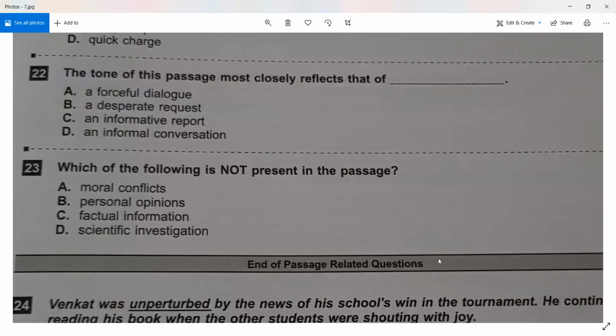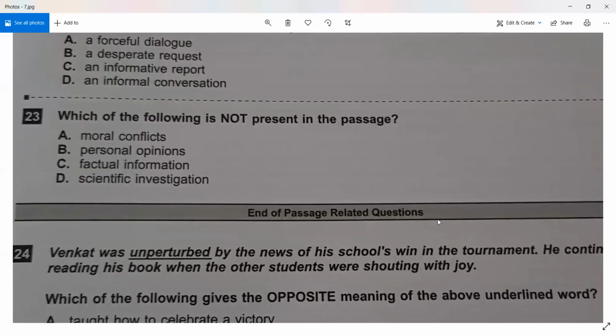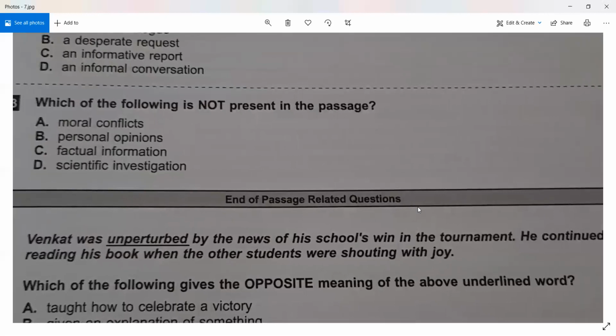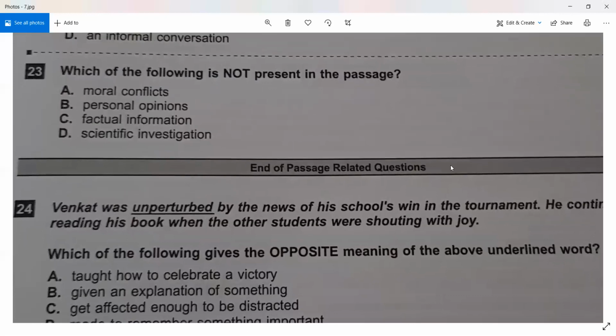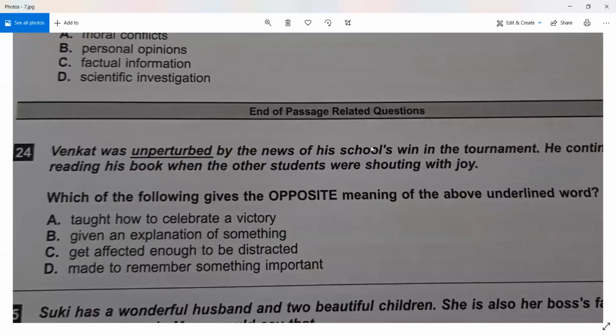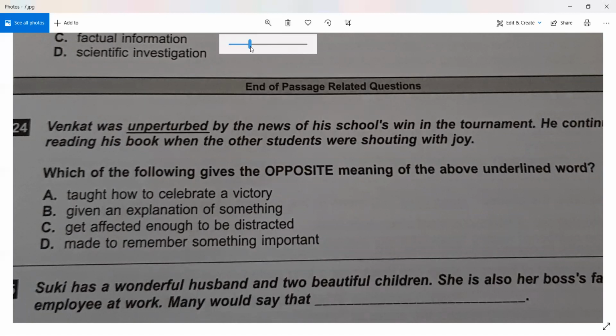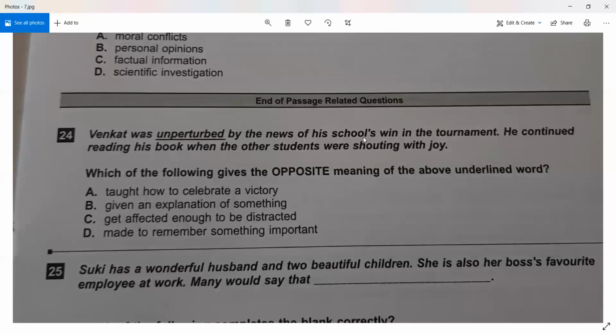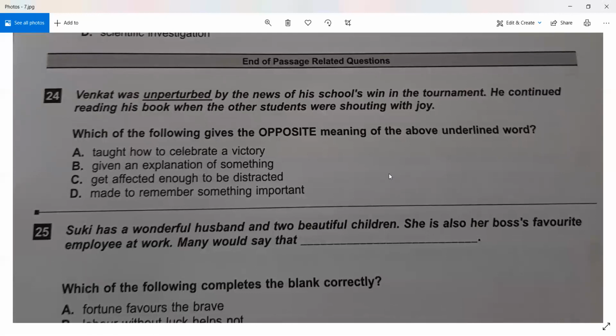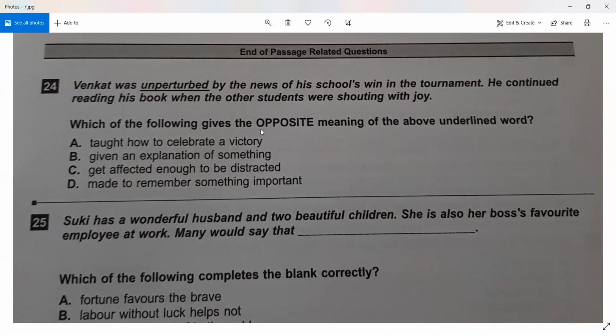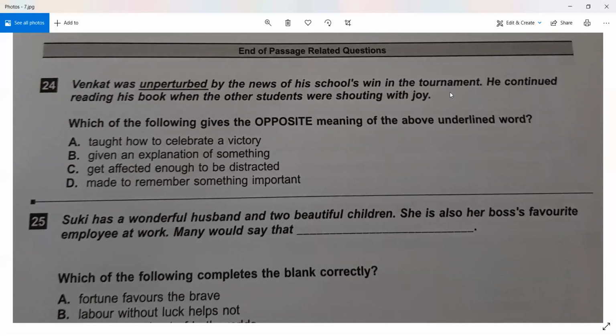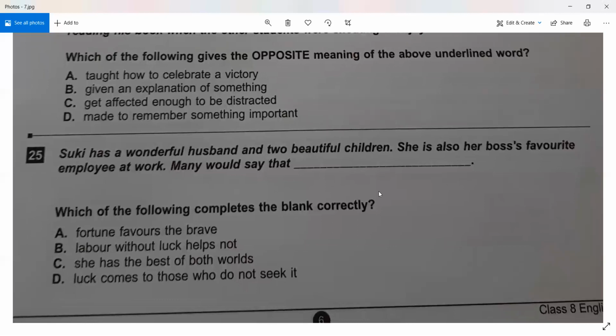The passage related questions end over here. The remaining questions are the word that is out of frame is continued. Question 24. Unperturbed. Focus on the question. If it is asking for opposite, look for opposite. If you're not too sure, for practice, you may Google search. But it is advisable that you interpret as per the context. Let us proceed.